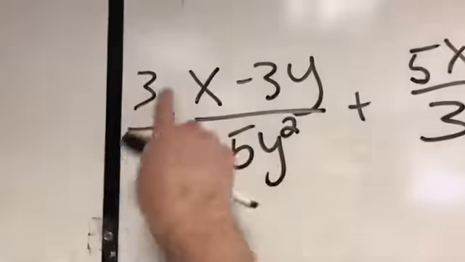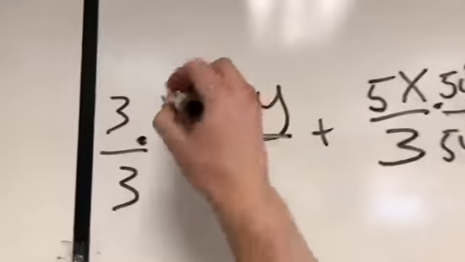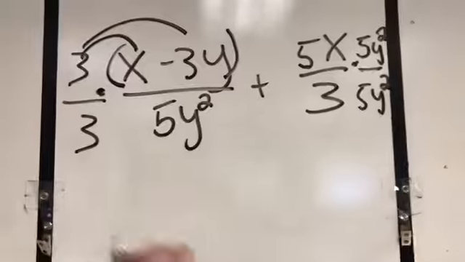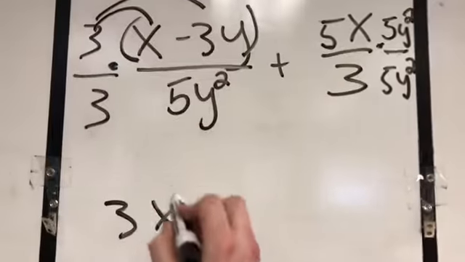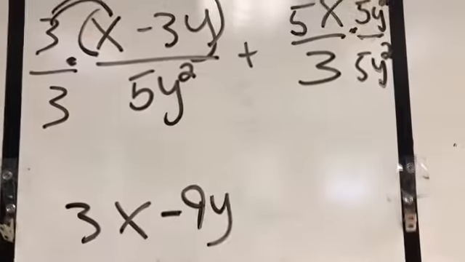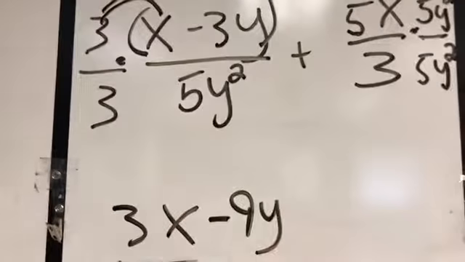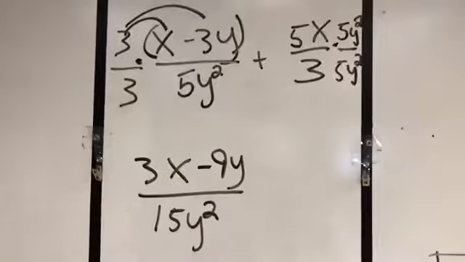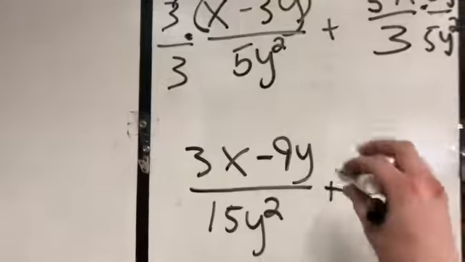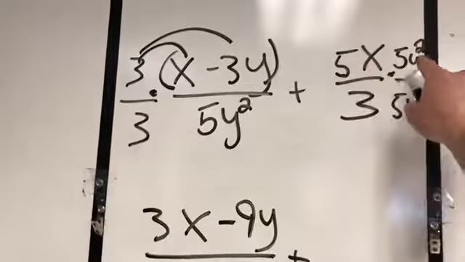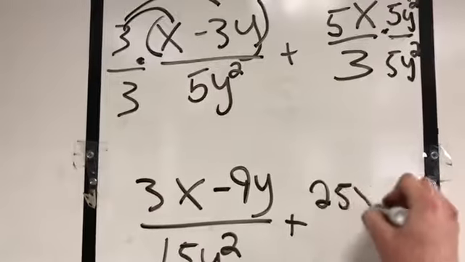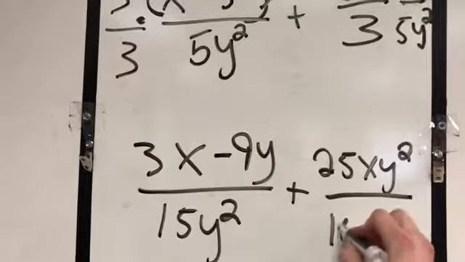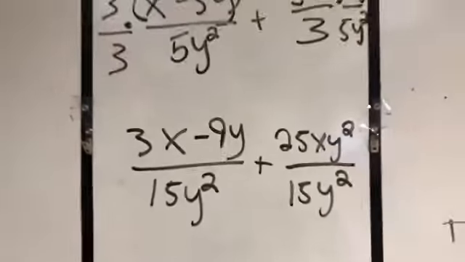Now up here, when you have more than one item up in the numerator, it is gonna be like distribution. So 3 times x will give us 3x. 3 times 3y is negative 9y. 3 times 5y squared is 15y squared. Now for the other one, 5x times 5y squared will be 25xy squared. 3 times 5y squared will give us 15y squared.